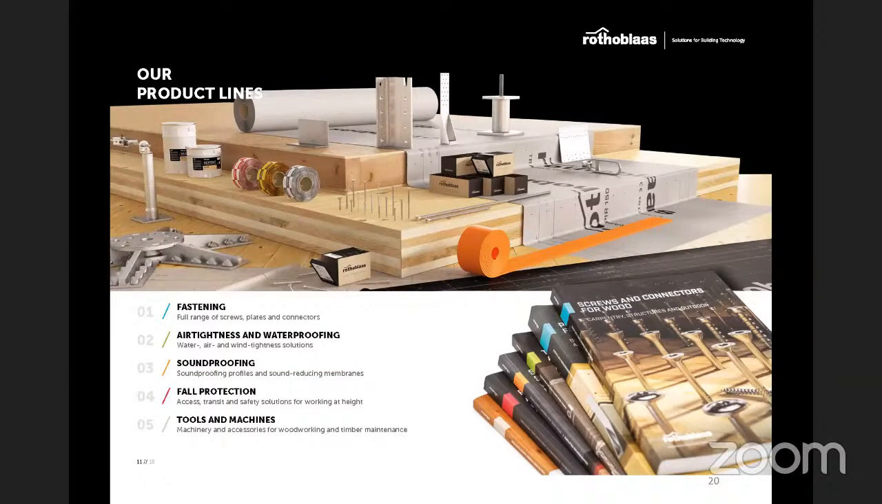We also supply soundproofing profiles, because with timber, like all other lightweight materials such as steel, sound is always a problem, and we always want to ensure that there is comfort. So we also do soundproofing profiles as well.